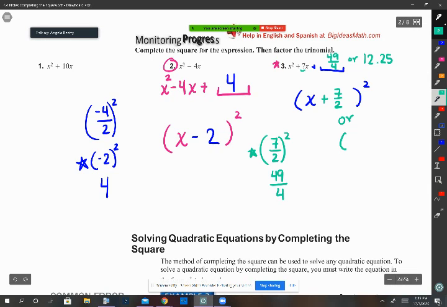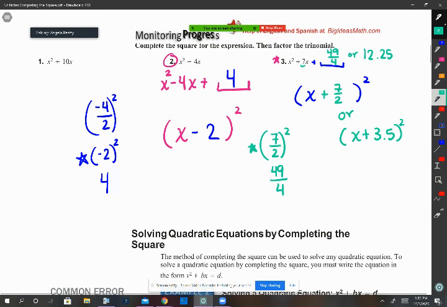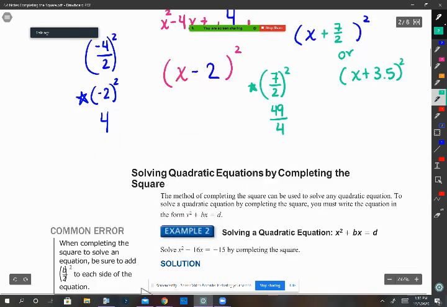Or you also could write that as x plus 3.5. I wasn't sure if it would take a decimal, but as long as it's a clean decimal, it sounds like the computer will take it. I wasn't positive about that, but seventh period seemed like that was fine. Are we feeling okay about that? Yeah? Okay, we're going to continue on.